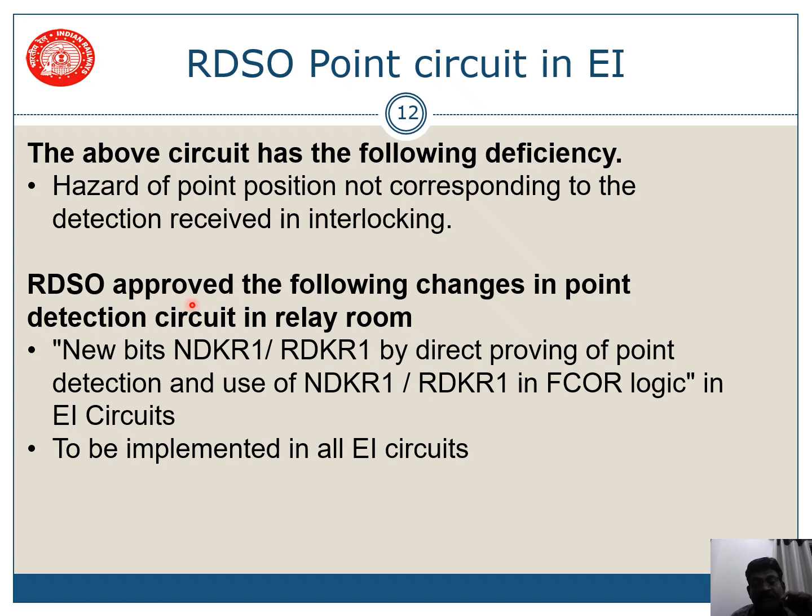But in the present new circuit, there is a small change. RDSO approved the following changes in the point detection in the relay room. So new bits NDKR1 and RDKR1 are introduced. This is by directly proving the point detection. So no relays are used between incoming and picking up of NDKR. Directly supply is given to the input bit. And use of NDKR1 and RDKR1 in FC4 logic also. This has to be implemented in all the coming EIs.